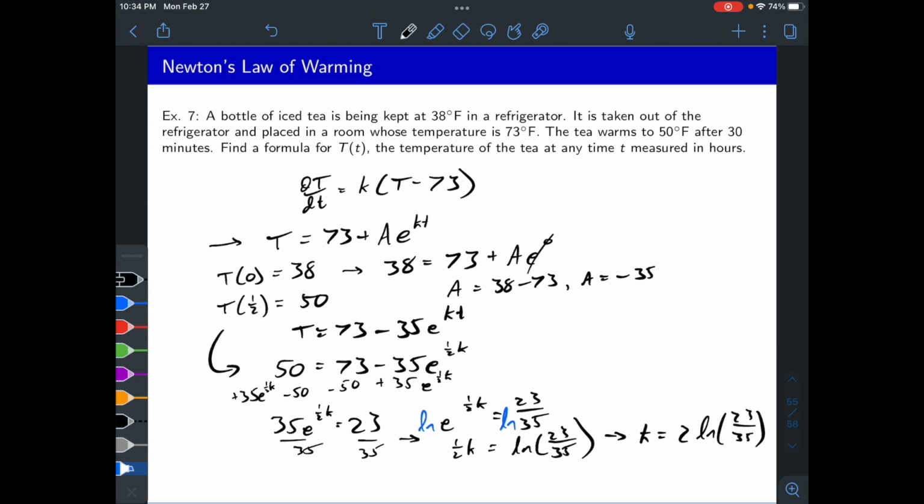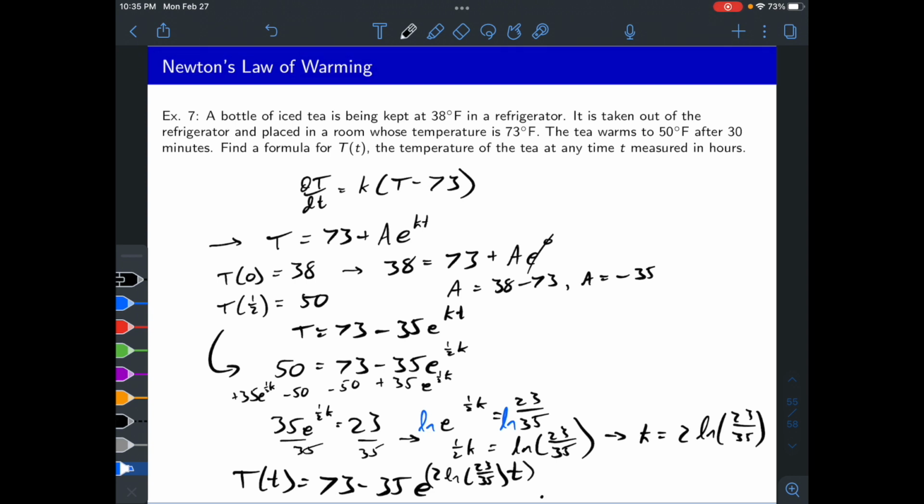And so our formula is T of t equals 73 minus 35 e to the kt. So k equals 1/2 ln of 23 over 35 times t. And that would be our formula.